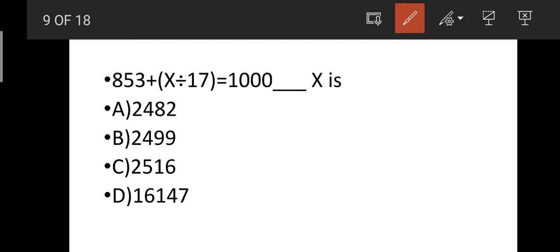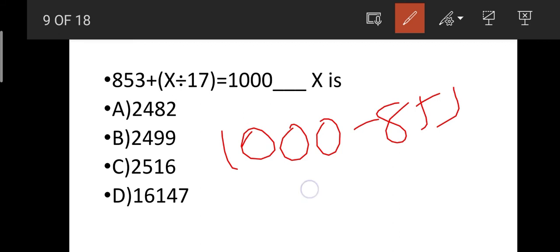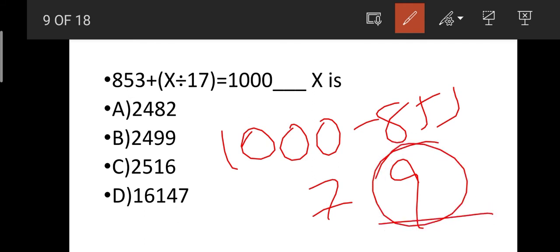X by 17, if you take 1000 minus 853, it should be ending with 7, isn't that? If you multiply 17 with 7, the answer should be ending with 9. If we observe our options, then we have only one option which is ending with 9, isn't that? So we should choose this answer. Okay, you will be getting it in fractions of seconds by observing the question. You need not keep any pen on your paper to get this answer.